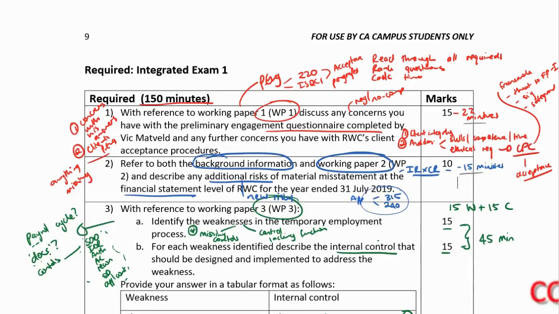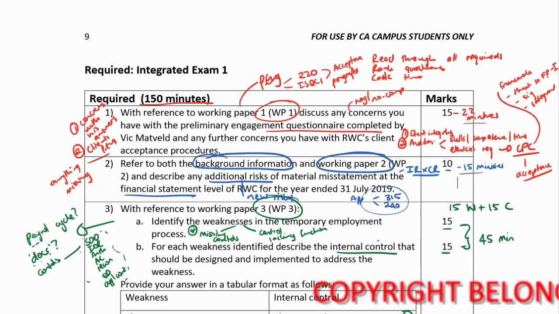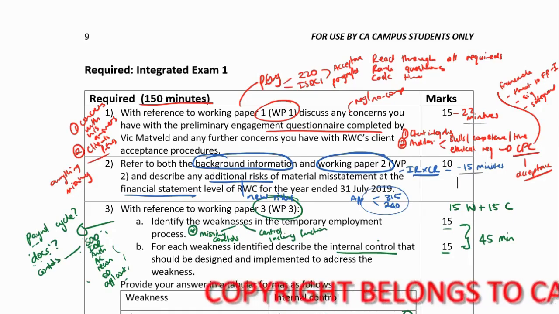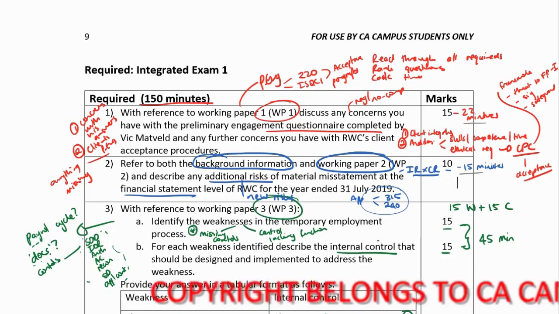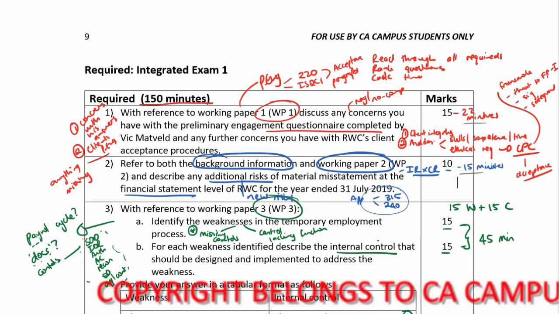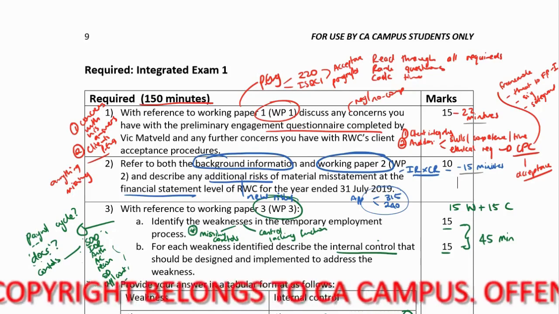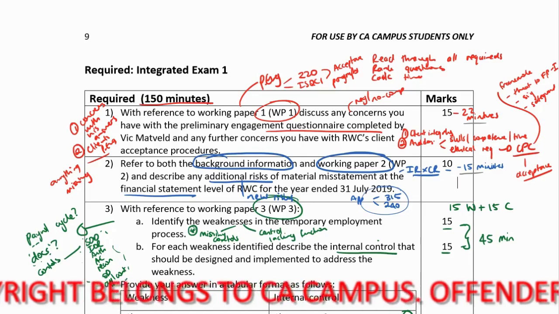So question 1, with reference to your working paper 1, you need to look for concerns with the questionnaire completed and then any concerns with the client acceptance procedures. So my first and foremost step is going to go into that questionnaire, and where I had noted any concerns in my reading time, I'm going to put those down immediately so that I'm getting marks straight away.